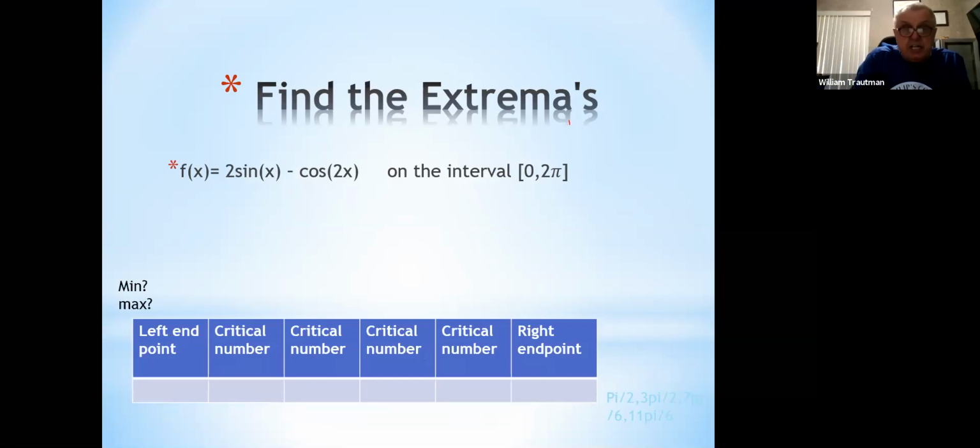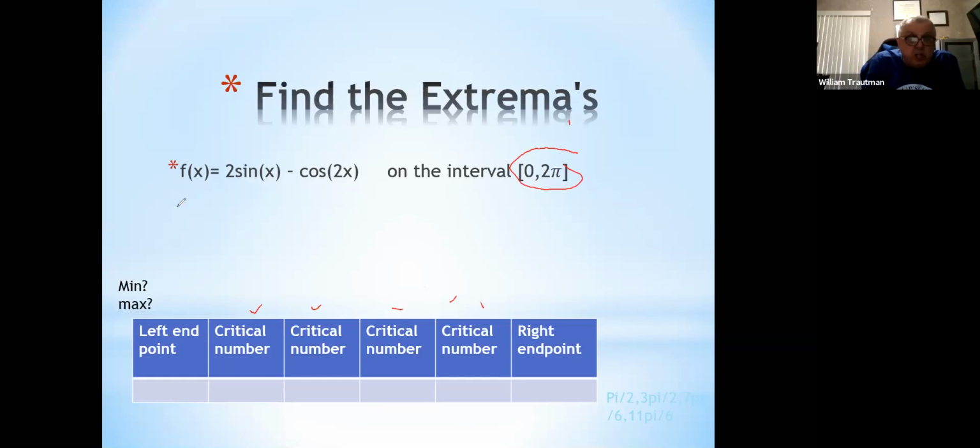I think this is the last problem. So we're going to do the same thing as we did in the last problem. Find the extrema. Find the highest and lowest point on the graph. We're in the interval 0 to 2 pi. So first, apparently, there are 4 critical numbers because I have 4 little spots there.